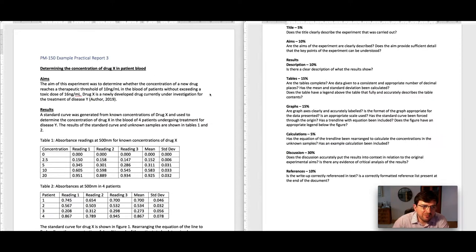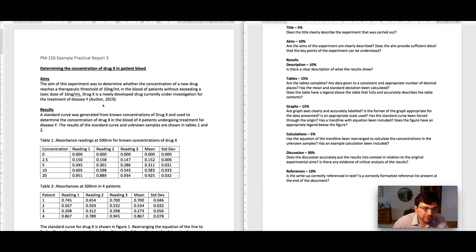With the aims, we now know why we're measuring this drug concentration. So we know we want to try and hit a therapeutic threshold of 10 nanograms per milliliter without exceeding a toxic dose of 16 nanograms per milliliter. So this student has actually defined the levels and why they are important and what's going to be looked at in the experiment. And we also now know that drug X is a newly developed drug which is under investigation for the treatment of a disease.